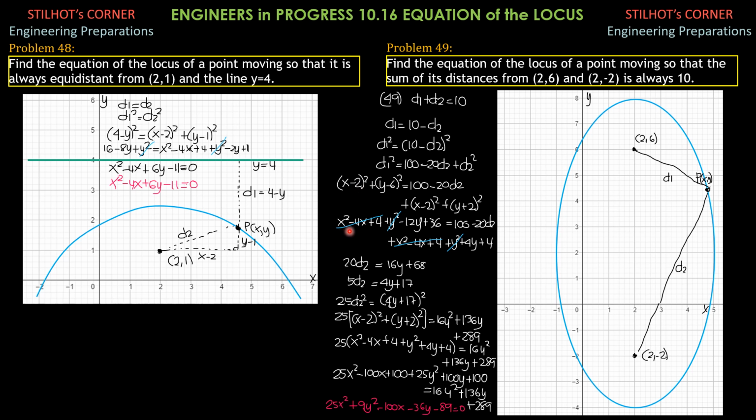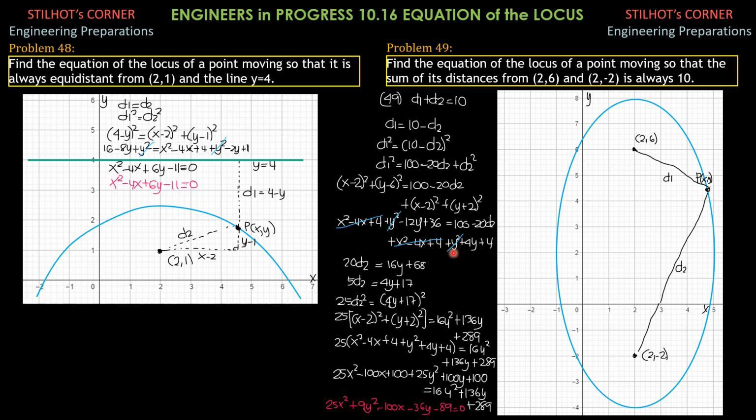Expanding x squared minus 4x plus 4, then y squared minus 12y plus 36 equals 100 minus 20 d sub 2, then expanding the quantity x squared minus 4x plus 4, so actually we can cancel this. There's no need to expand for shortening of the solution, but anyway, I have expanded it. Then y squared plus 4y plus 4, that's it. So cancel out like terms, cancel y squared.